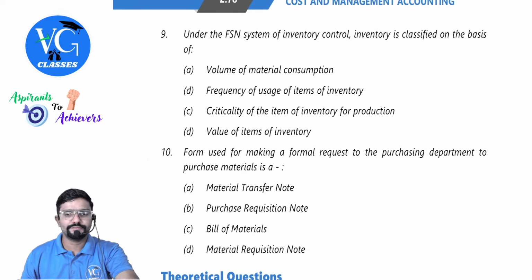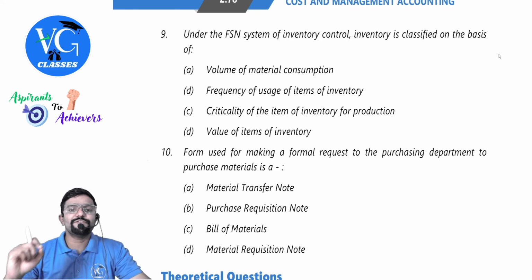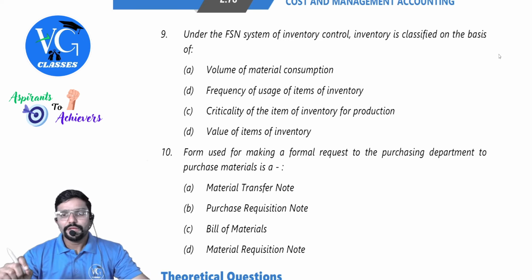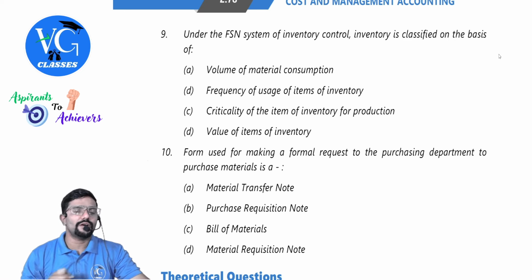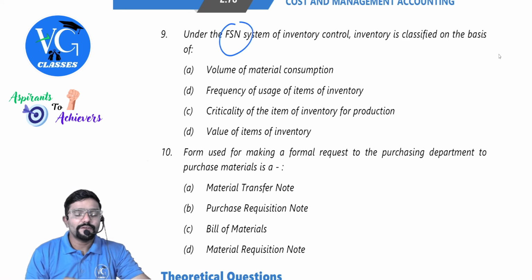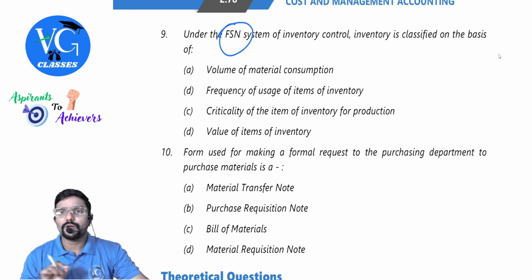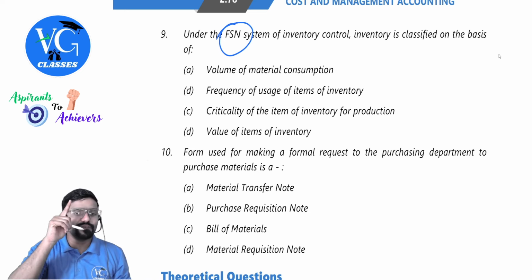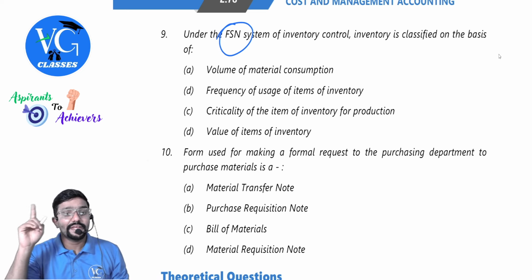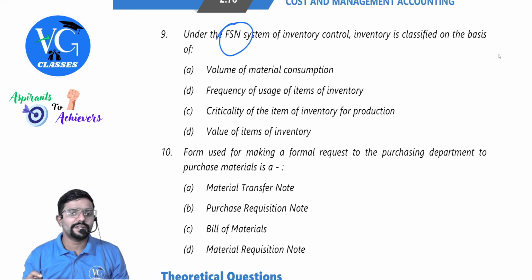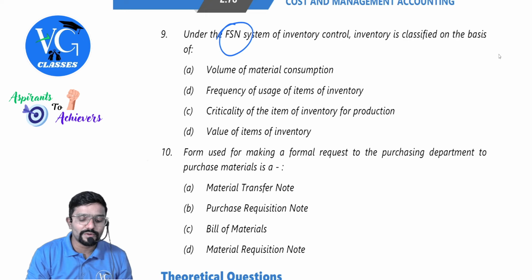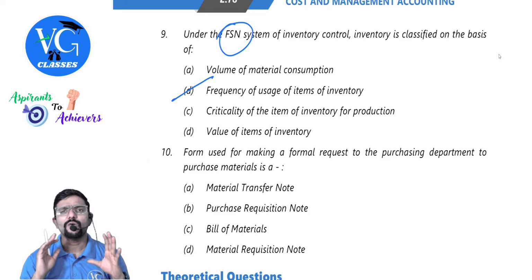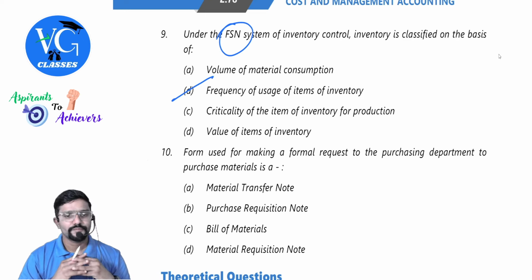Ninth question. Under the FSN system of inventory control, inventory is classified on the basis of FSN, which means fast moving, slow moving, non moving. Options: volume of material consumption, frequency of usage of items of inventory, criticality of item of inventory for production, value of items. What is the answer, guys? Frequency. How fast you are using it.